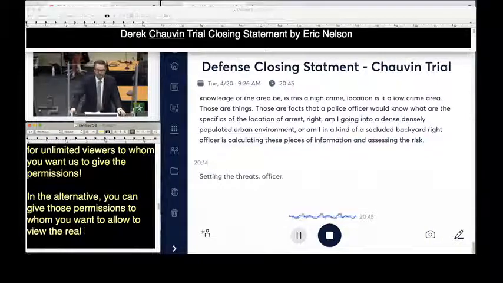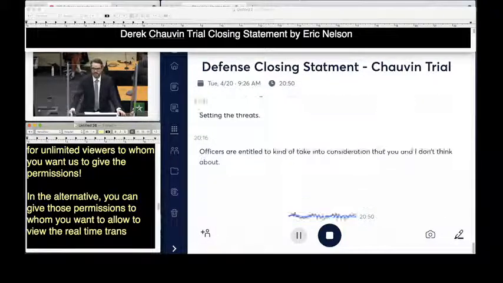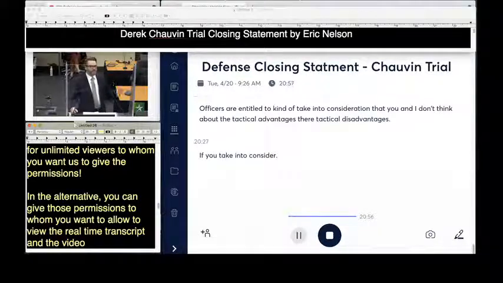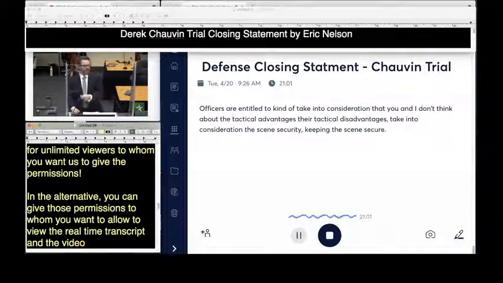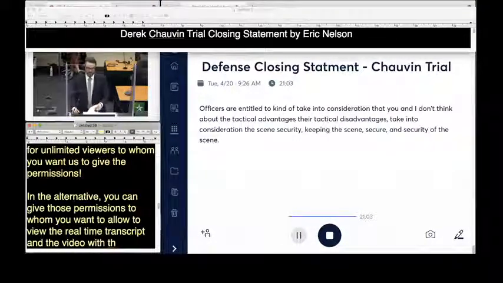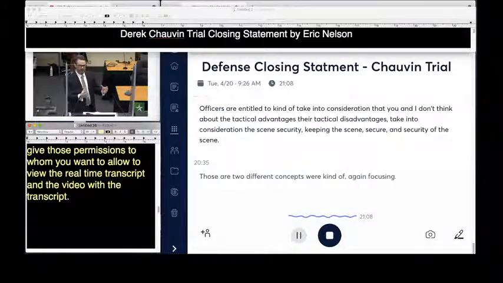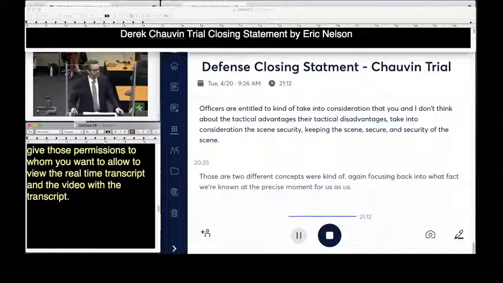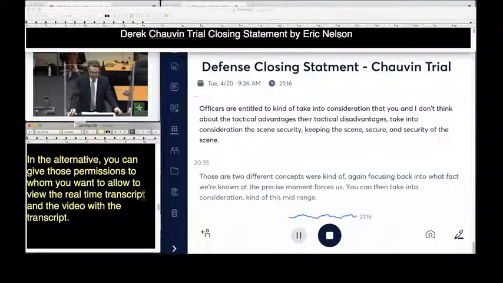Officers are entitled to take into consideration things that you and I don't think about. Their tactical advantages, their tactical disadvantages. They can take into consideration the scene security, keeping the scene secure, and security of the scene, right? Those are two different concepts. So again, focusing back on what facts were known at the precise moment force is used, you can then take into consideration this mid-range level of information.